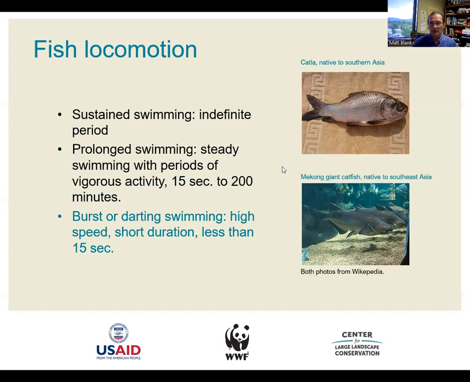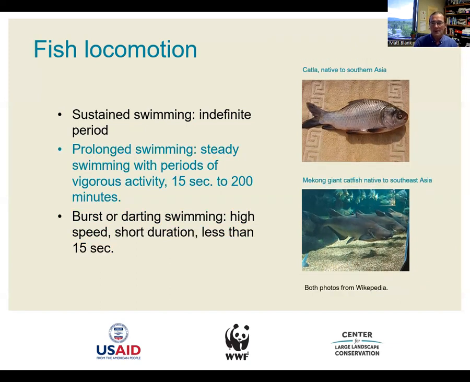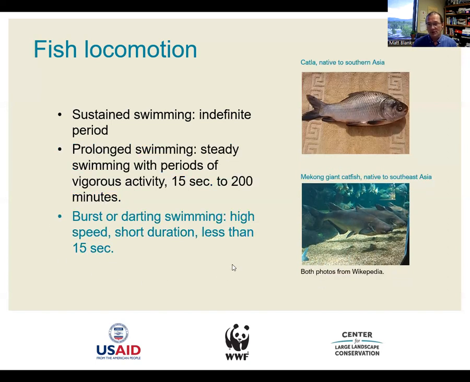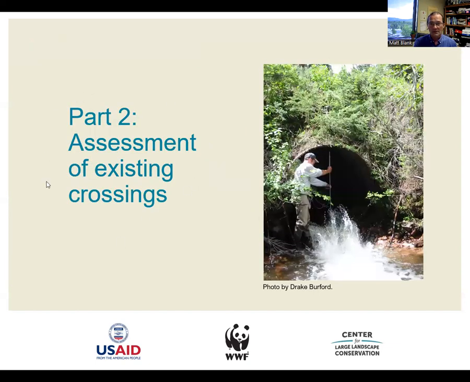In prolonged swimming, the analogy would be humans jogging. We can jog a pretty long time, but many of us will get tired relatively fast. The third mode is what's called burst or darting swimming, and that's very high speed, short duration. Most research places burst swimming for freshwater fish at less than 6 to 15 seconds. And the analogy with humans would be sprinting. We can sprint fast, but not for very long. So that's a little background.